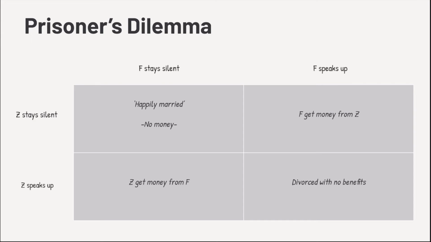If Zayden decides to speak up, Ferris' best response will be to speak up as well, as Ferris will not need to pay Zayden, which is a lower payoff for Ferris compared to being divorced with no benefits. Therefore, Ferris' best and dominant response will be to speak up. As for Zayden, his best response will be the same as Ferris, which is also to speak up.